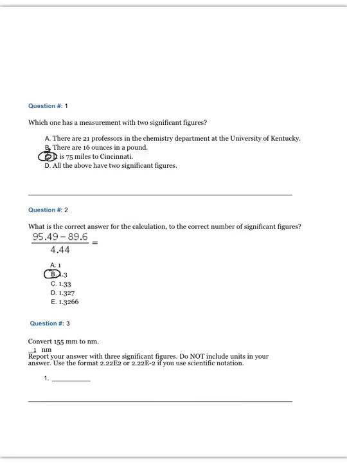Question number 3. Convert 155 millimeters to nanometers. Report your answer with three significant figures. Do not include units in your answer. Use the format 2.22e2 or 2.22e-2 if you use scientific notation. The answer is 1.55e8.